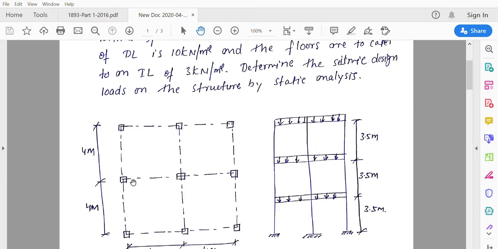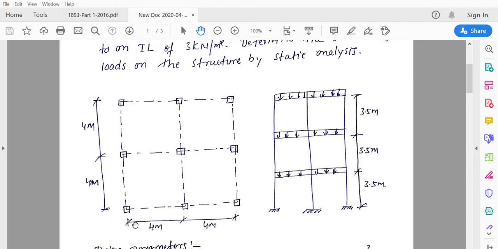So this is the plan. The base dimensions are given, 8 meter by 8 meter, and this is the elevation. Floor to floor height is 3.5 meters, and this is the terrace floor.